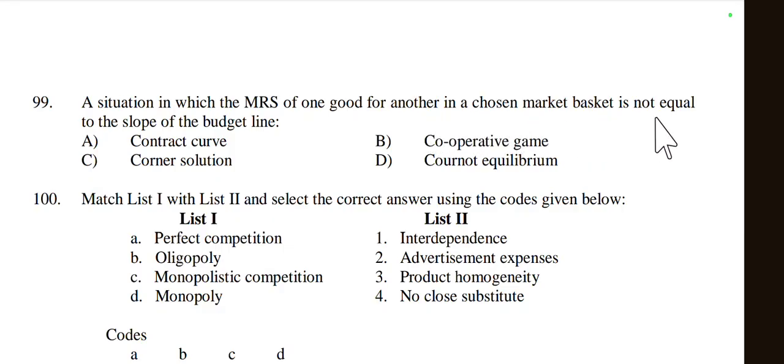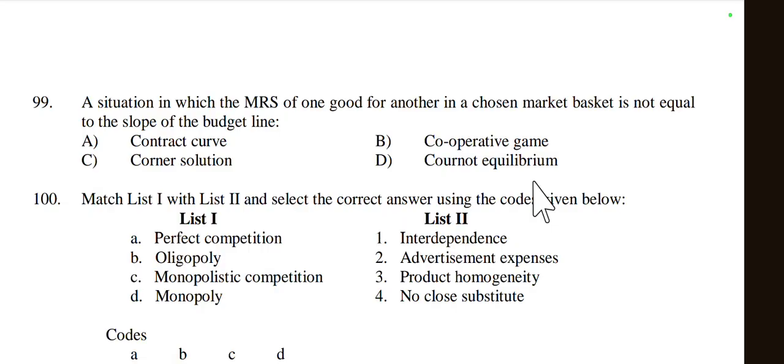Then question number 99. A situation in which the MRS of one good for another in a chosen market basket is not equal to the slope of the budget line. MRS is the marginal rate of substitution. It is called contract curve, cooperative game, Cournot solution or Cournot equilibrium? The options are contract curve, cooperative game, corner solution or Cournot equilibrium.